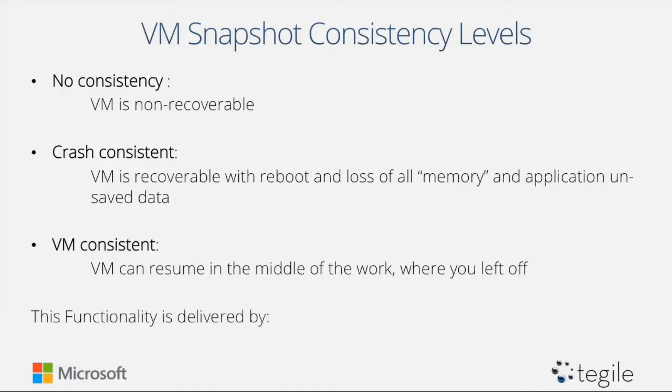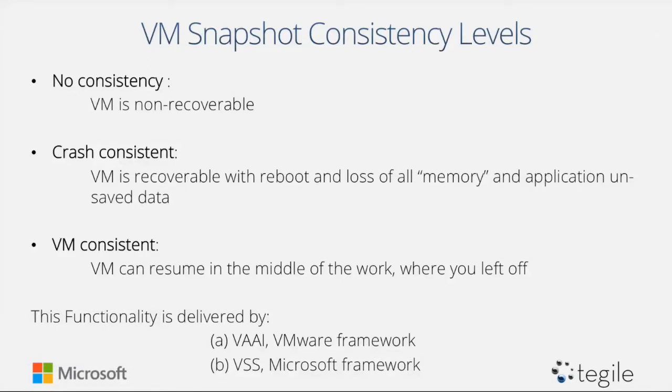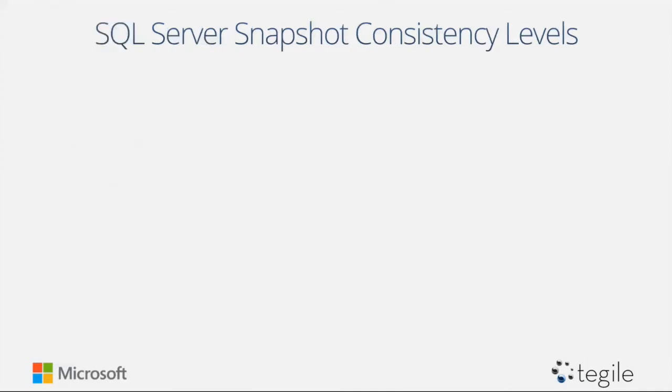This functionality for virtual machine consistency is provided by VAAI on a VMware framework and by VSS, Volume Shadow Services, on the Microsoft framework. If you have virtualized on VMware, you need VAAI. If you have virtualized on Microsoft Windows Server, the array needs to provide the VSS framework. If they don't provide it, you cannot achieve these consistencies.